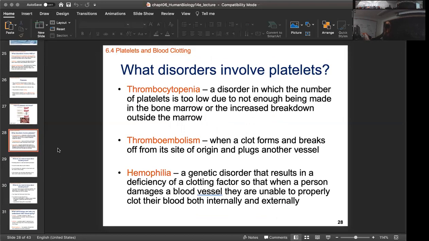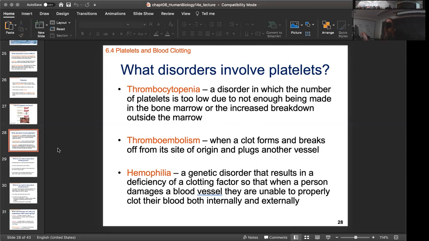Okay. What disorders involve platelets? So we talked about some disorders that are involved in the red blood cells. Remember anemia, sickle cell anemia, white blood cell was like leukemia, SCIDS, mono. Here's some disorders of the platelets. Most of them are disorders where you don't have a lot of platelets, so you're not able to produce that protein that we were talking about.